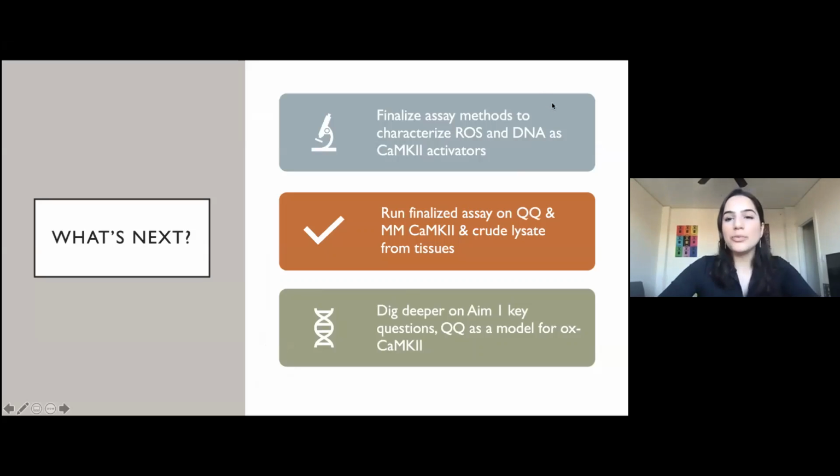So finally, we just want to give some future directions. We want to finalize this assay to make sure that we can characterize reactive oxygen species and DNA as activators of CaMKII and implicators of pathogenesis in the heart, and run a finalized assay on this glutamine and methionine CaMKII, and maybe use crude lysate from tissues such as mice heart tissues. And then finally dig deeper into the modeling of QQ, which is the glutamine, as a model for oxidized CaMKII.